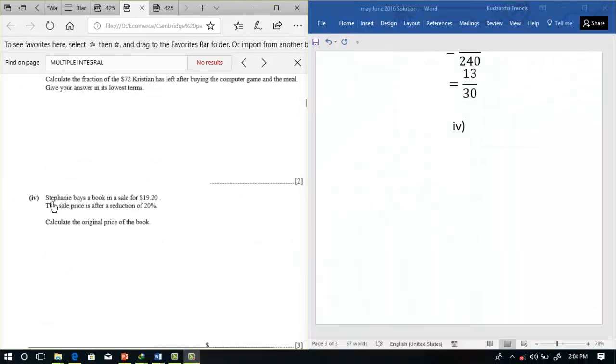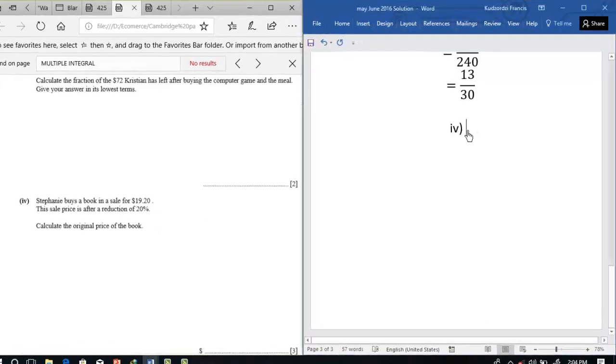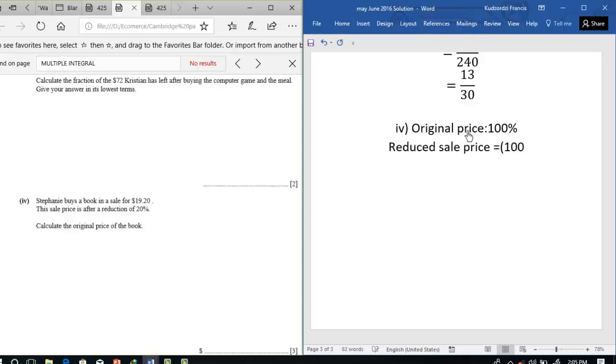Now Ivy. Stephanie buys a book in a sale for $19.2. This sale price is after a reduction of 20%. Calculate the original price of the book. So we have so many ways of doing it. One way is to use ratio. So let's use ratio over here. Original price corresponds to 100%, and then reduced sale price corresponds to 100 minus 20 percent, which is equal to 80%.